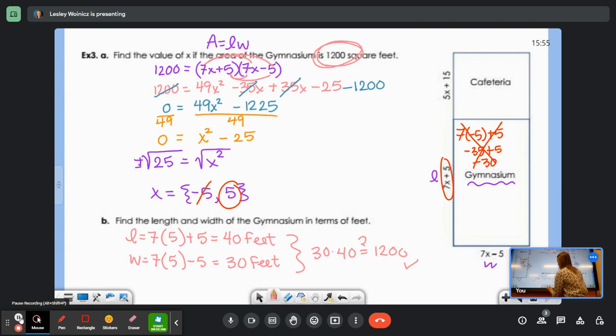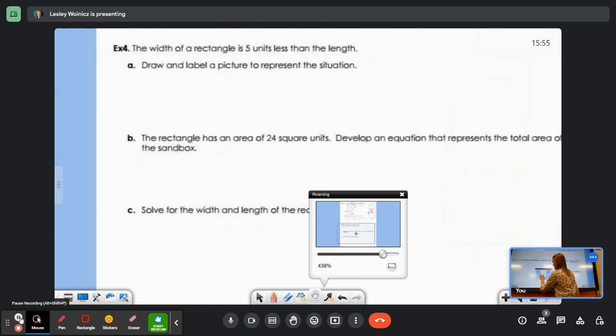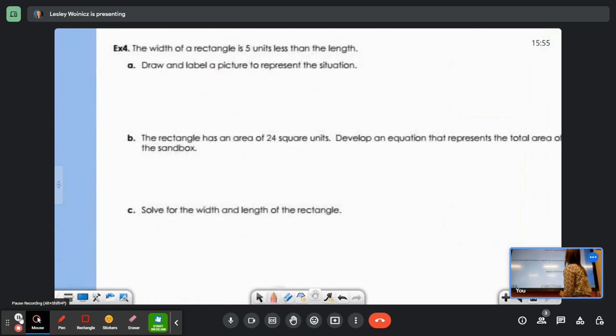All right, let's do the last one and then we'll be done. We'll go fast. Okay, we need a rectangle whose width is 5 units less than the length. So here's my rectangle. My long side is my L. And then my short side, instead of adding 5, I'm going to have to take away 5. So this is my length minus 5. So that's my picture. Check.